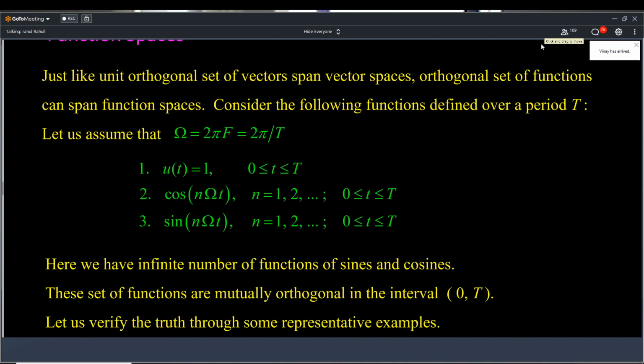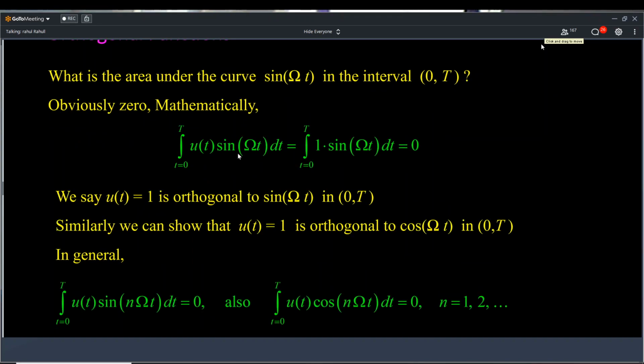Now, these orthonormal functions can span the function space, means their linear combination will be a function space. Now we'll add a third function, that is u of t. It is a unit step function. It is also a periodic function. You can treat u of t as a periodic function with any period. Okay, so u of t, cosine of n omega 0 t and sine of n omega 0 t, these three functions are a set of orthogonal functions. See, check here. Now see, suppose u of t multiplied by sine of omega t. u of t has the value 1, so integrating this will be equal to 0.